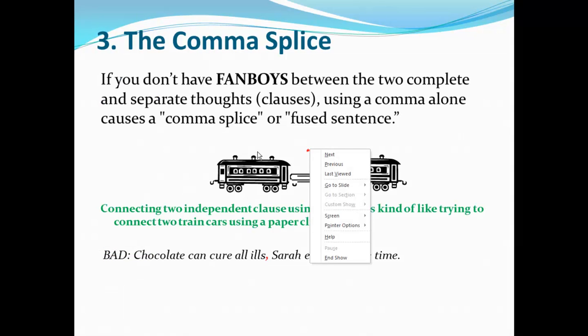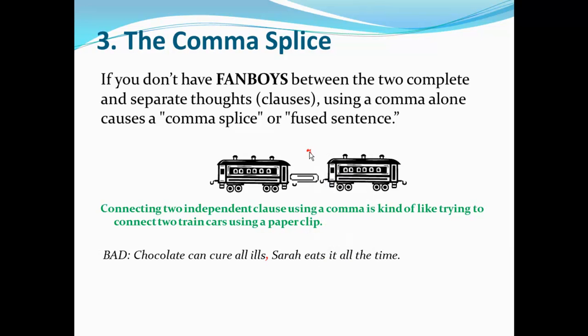comma between two clauses, come on, I'm not doing anything fancy. One clause, another clause, and you put a comma, it would be sort of like trying to connect two train cars using a paper clip. Flimsy, and it's dangerous, it doesn't work, it's the comma splice, and you want to avoid it. So this would be a bad example. Chocolate can cure all ills. Independent clause. Sarah eats it all the time.